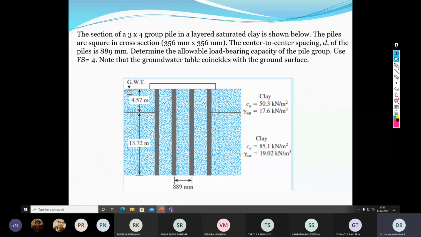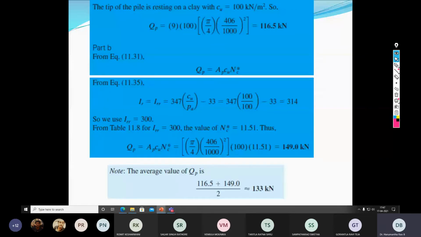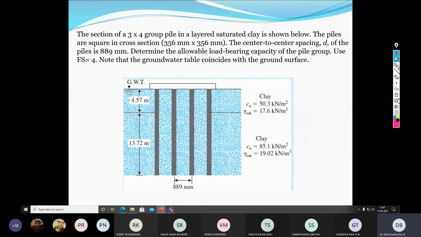Okay. So that's about how to calculate the pile load capacity of an individual pile. Now I will request you to note down a pile group problem. Just note down the sum.